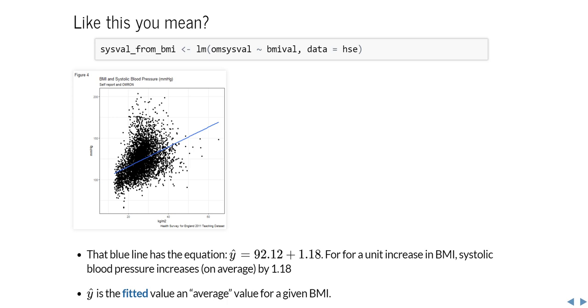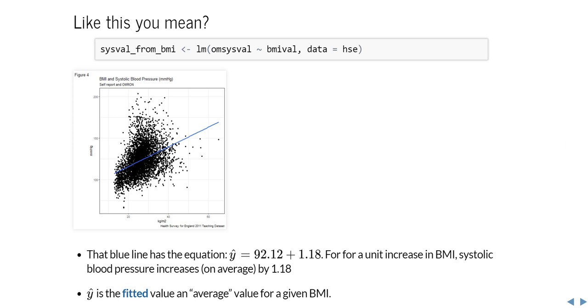And again, you can make your judgments as to how faithful a representation that blue line is of the data. Because when you use that model, what you're saying is, I can throw all my data away now. All the information I need to understand the relationship between these two variables is captured by that formula: Y hat is 92.12 plus 1.18 multiplied by BMI.